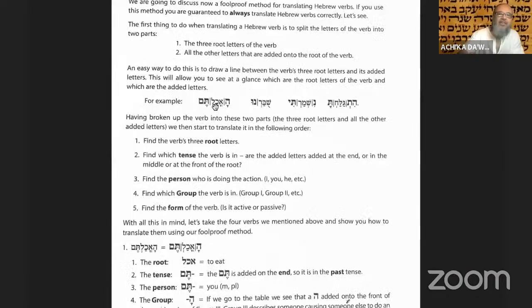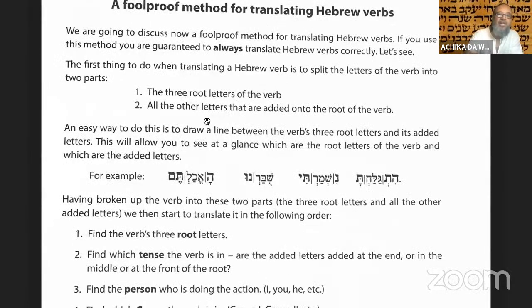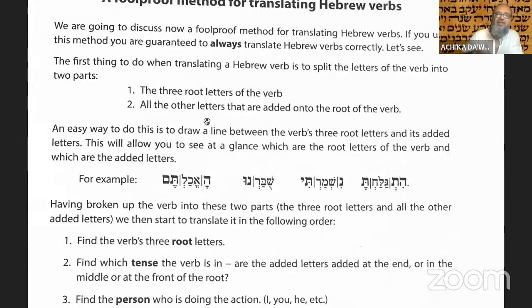Okay. And then here, now I want to tell you about this. This is called a foolproof method of translating Hebrew verbs. So they're literally telling us not to worry if you think you can't figure it out, you can. They're going to discuss a way that you can translate these verbs. And translation is basically chopping down the actual word. You're going to split the letters. And they call this in grammatical terms parsing.